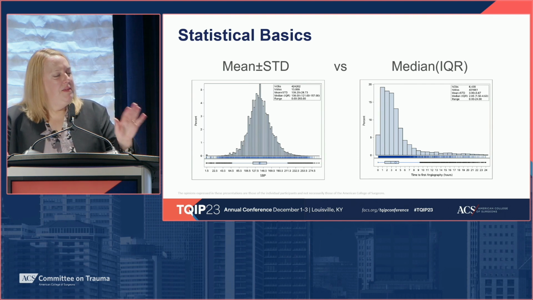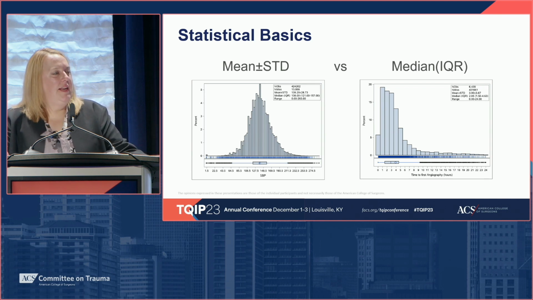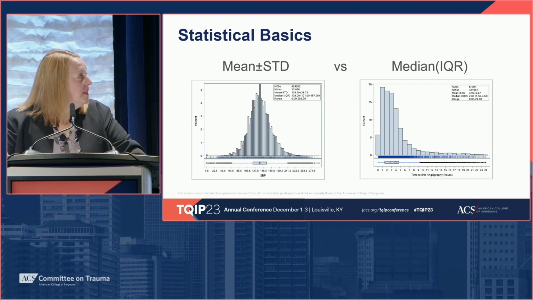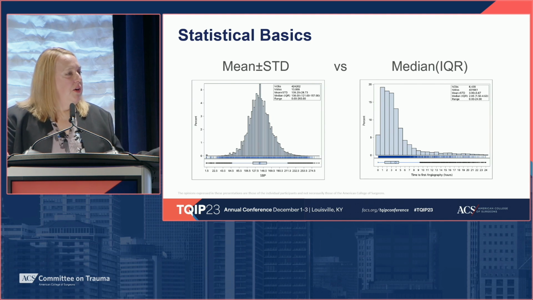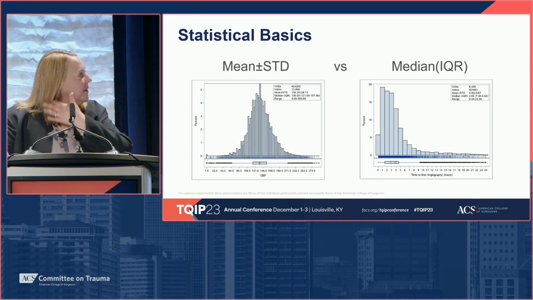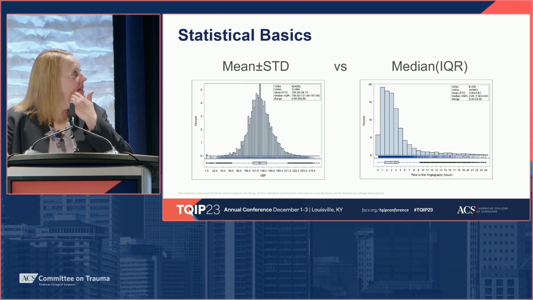Consider this histogram. These are some examples of some of the data quality reviews we do. Consider that histogram on the right there, that I believe is SBP. You can see it's very normally distributed. You can see the bell curve there. In cases like this, it would be very appropriate to present the measures of central tendency as mean and STD.